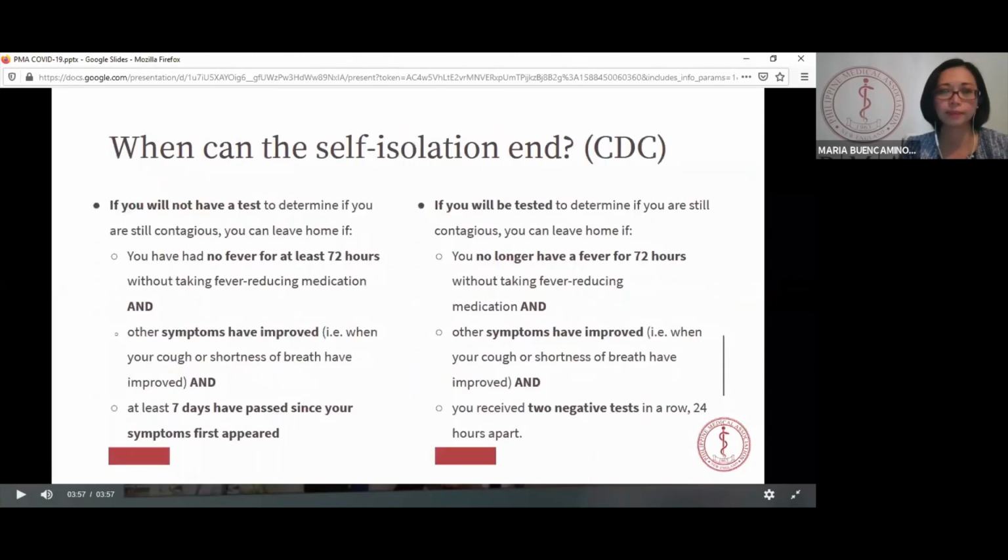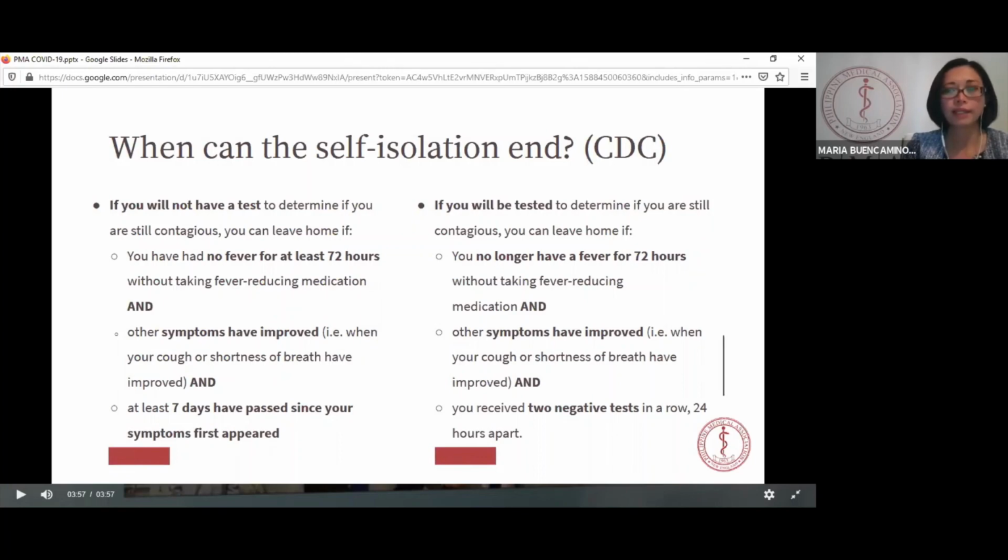Next slide. So if you've been diagnosed with COVID-19 and were advised to self-isolate, when can you end self-isolation? These are guidelines from the CDC, and they're composed of 2 categories. One is with testing and the other is without testing. So if you will not have a test to determine if you're still contagious, you can leave home if you've had no fever for at least 72 hours without taking any fever-reducing medications, and symptoms have improved, such as cough or shortness of breath, and at least 7 days have passed since your symptoms first appeared.